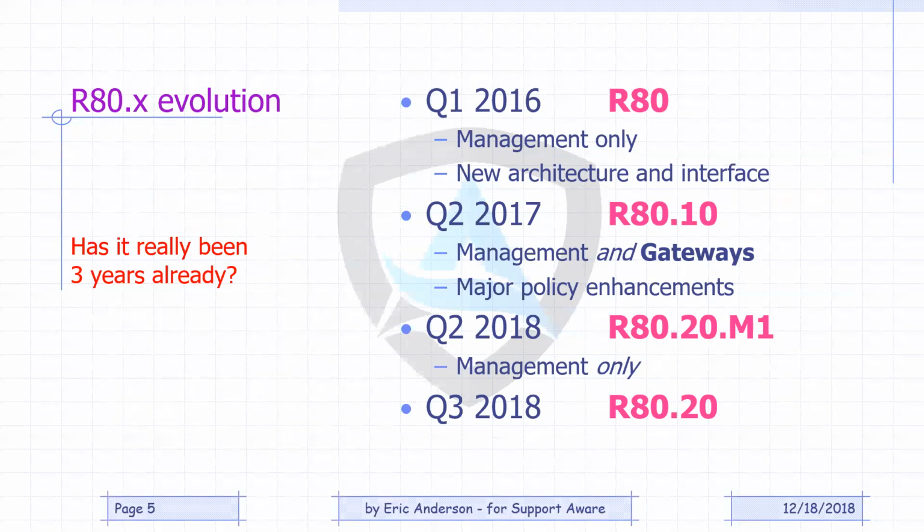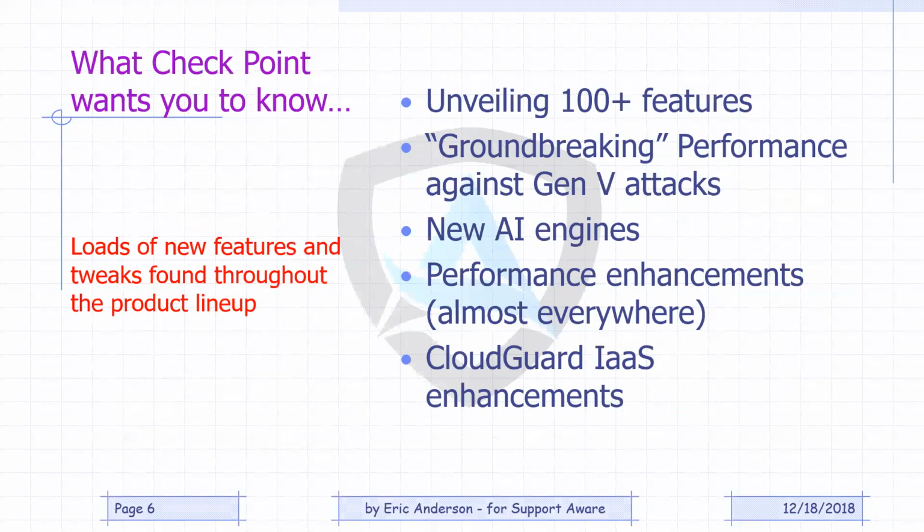In Q3 of this year, R80.20, with no extension after that, was released. And this is true R80.20 for management and for gateways. And that's where we're at today. And again, new features. Checkpoint likes to talk about how there are 100 plus new features, significant performance gains in many aspects, including HTTPS inspection, which we're going to talk about a little bit more today. They've done a lot within their AI. They've done enhancements on the cloud aspects, especially CloudGuard.